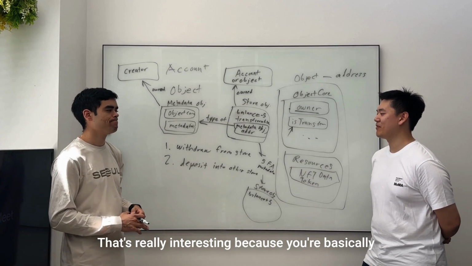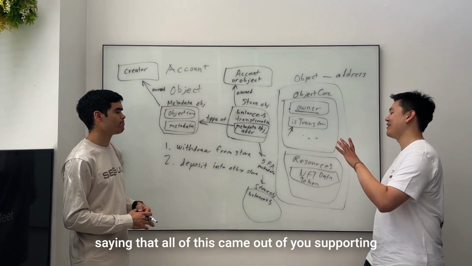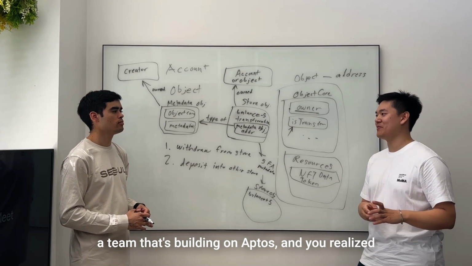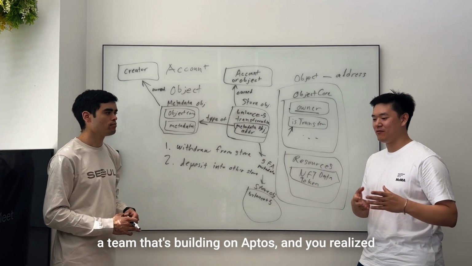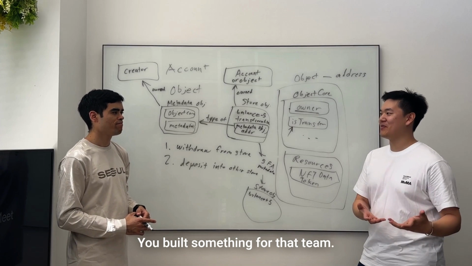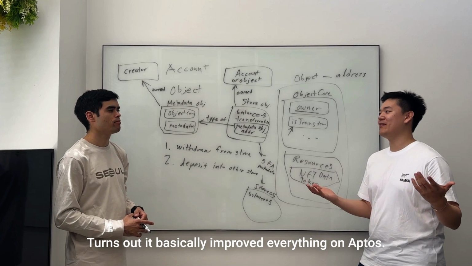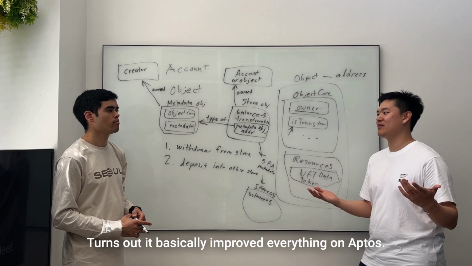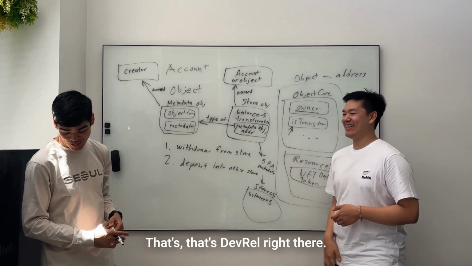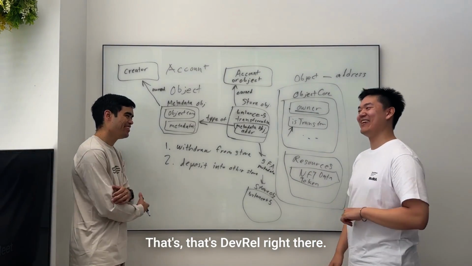That's really interesting, because you're basically saying that all of this came out of you supporting a team that's building on Aptos, and you realized that something was needed for this team, you built something for that team, and it turns out it basically improved everything on Aptos. That's right. It's very cool. That's their role right there. That's right. That's their role right there.